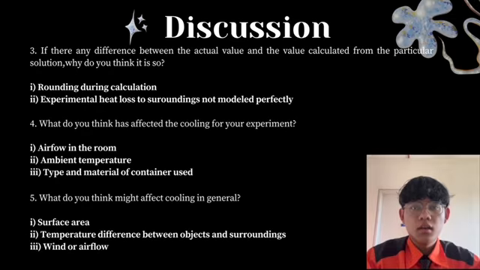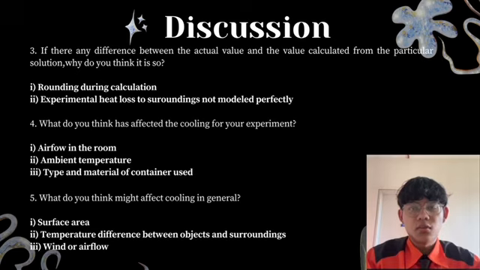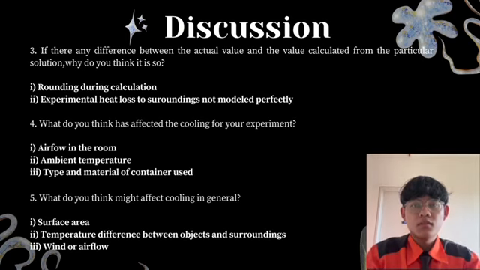In question 3, we were asked if there are any differences between the actual value and the value calculated from the particular solution. Why do you think it is so? So the reason why there's differences is because of the rounding of the calculation. Other than that, it is also due to the heat loss to surrounding because our model experiment is not perfect.